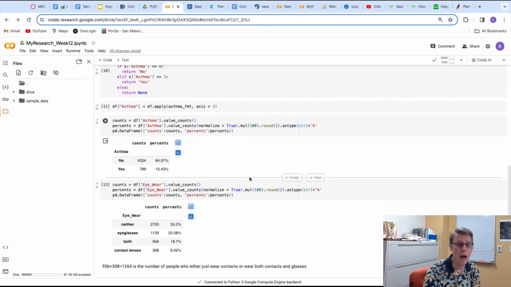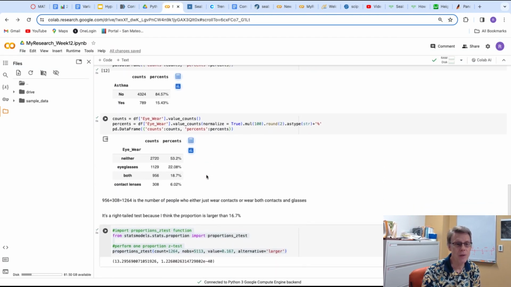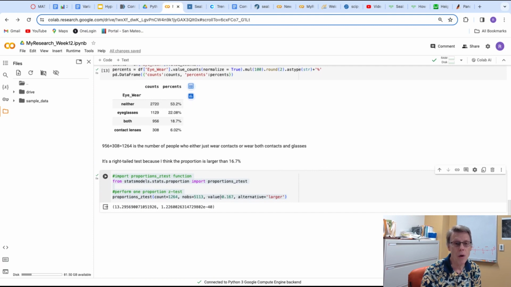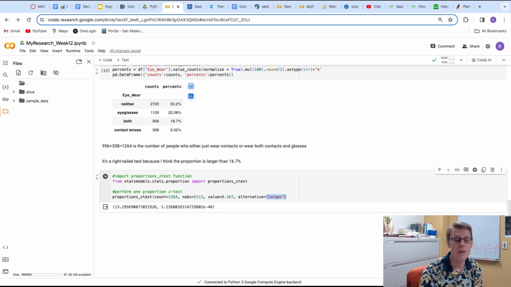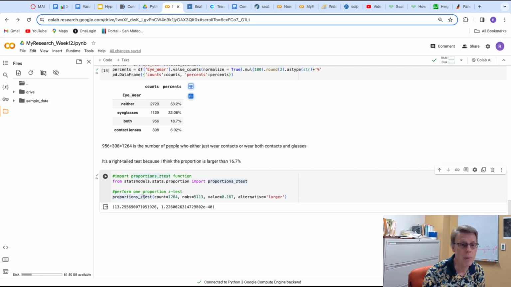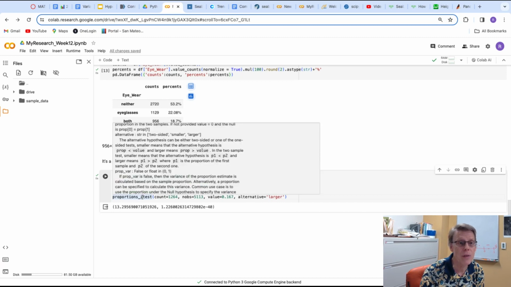And so how I do that is I have to figure out what the null proportion is. Well, that's just what's in my null hypothesis, and so it's that 16.7%. I have to write it as a decimal. I'm looking to get evidence that it's greater than that, so I put larger here. If it's a right-tailed test, I put larger. If it's a left-tailed test, I put smaller. And if it's a two-tailed test, I forget what I put, so I'm going to look it up. If I just hover over this, it kind of tells me.